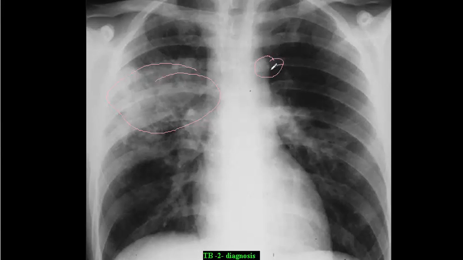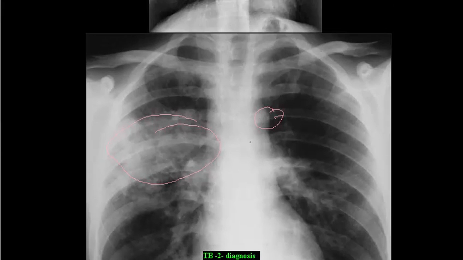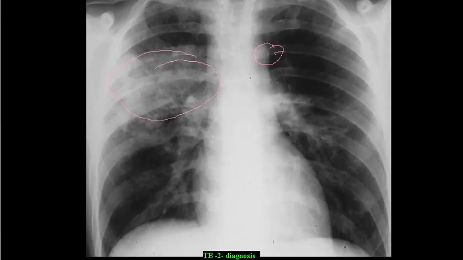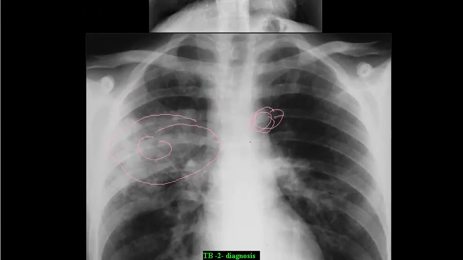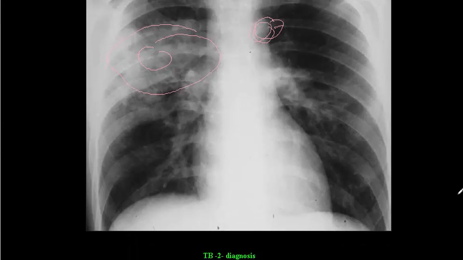Okay, here we have hilar lymphadenopathy. Do you remember when I told you about the Ghon's complex, when we have hilar lymphadenopathy, granuloma plus parenchymal granuloma? Okay, so this is Ghon's complex, when you have hilar lymph node granuloma plus parenchymal or lung granuloma. So this is about the lung TB.